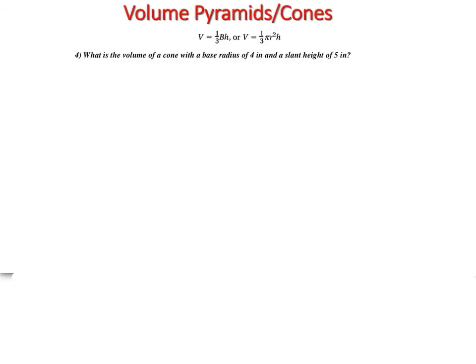For this problem, what's the volume of a cone with a base radius of 4 inches and a slant height of 5? So since we have the slant height here, it's really very similar to the last problem we did. So we have to actually calculate the height using the Pythagorean theorem and then find the volume of the cone. So go ahead and do this calculation.